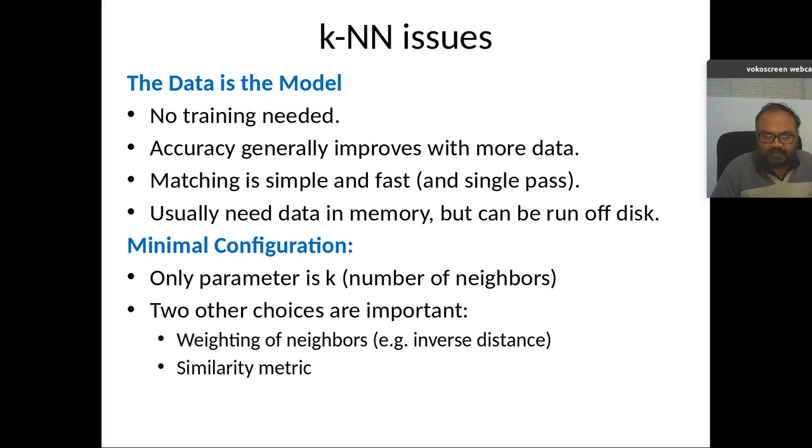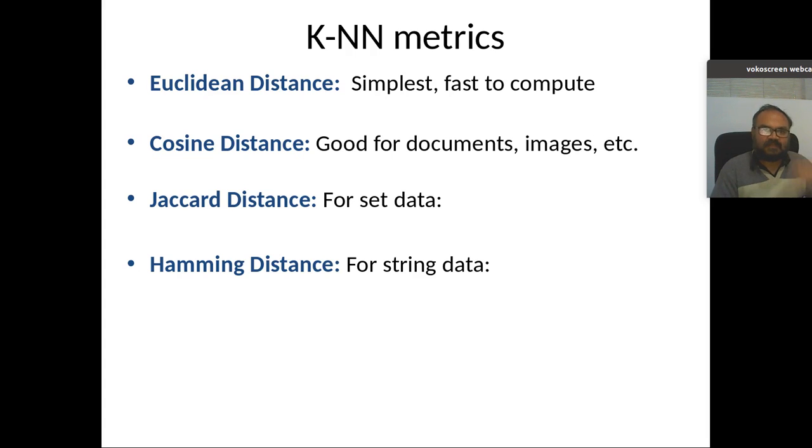Another important choice is the similarity metric. How do we decide if two entities are similar? For example, if we have vectors consisting of numeric values, we can use Euclidean distance as the similarity metric. Some similarity metrics are Euclidean distance. It's the simplest, and it's fast to compute.